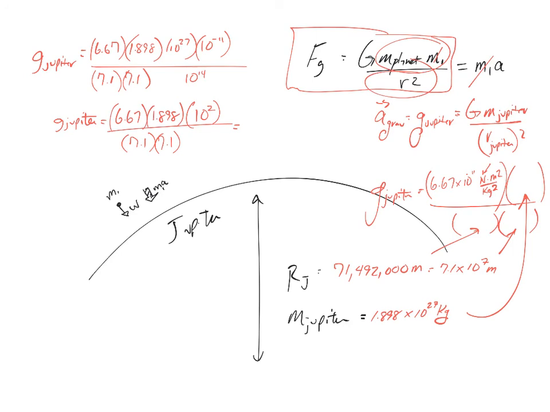So that's kind of a nice little problem. I'll leave that up. What'd you get again? Could you read that to me? We got 25.11. So it's about 25 meters per second squared.